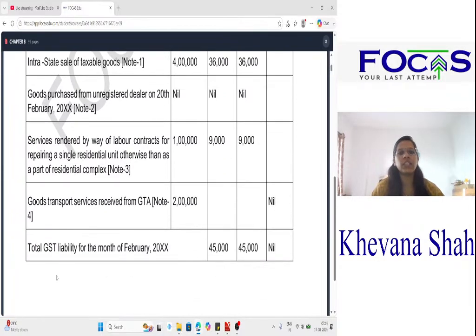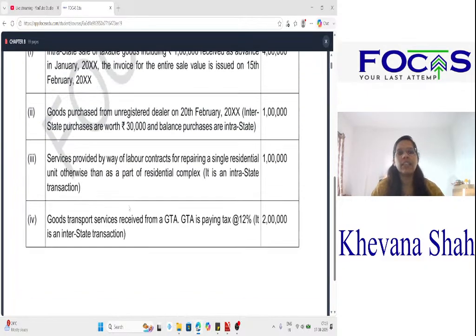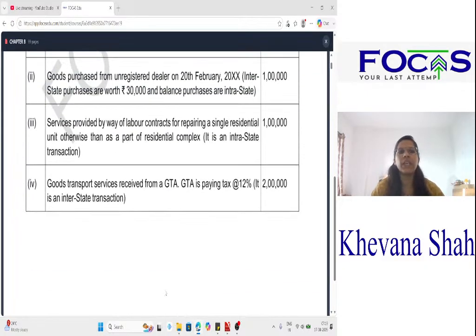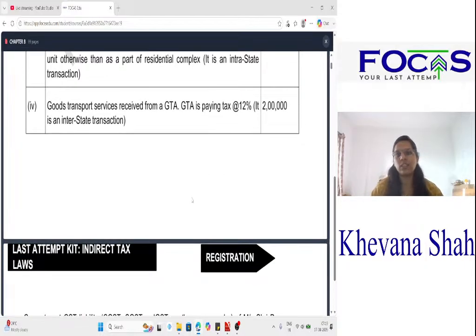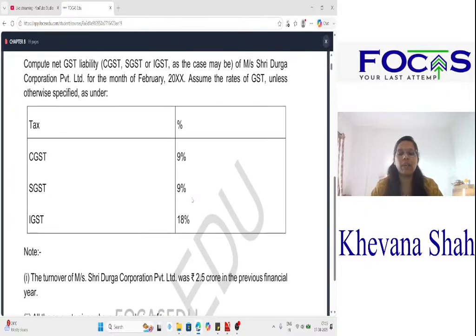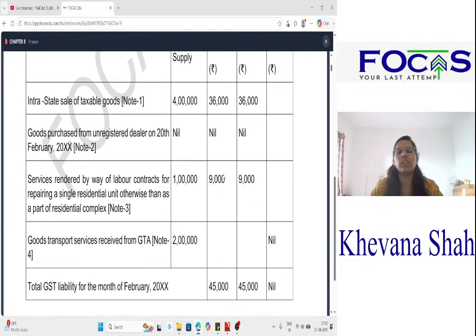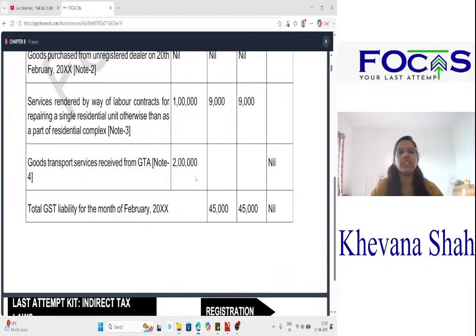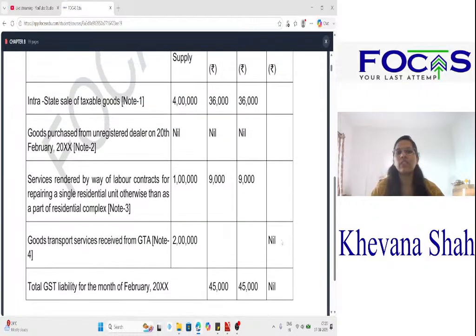And then you have GTA services, goods transport services received from GTA. Remember this is services which is received from GTA, and as given in the question, this GTA is paying tax at 12%. Since the GTA is paying tax at 12%, RCM is not applicable. Okay, the GTA would only pay taxes under forward charge mechanism. So in that case, we do not have any tax liability.